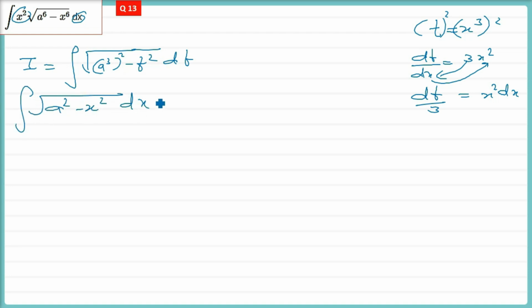And you are aware of the formula. We have already learned it. So this is 1 by 3 also. Let me add it. We'll just deal with this 1 by 3 later. Now this will be t by 2 under root a square minus x square.